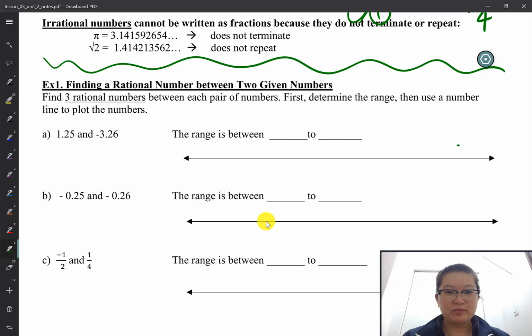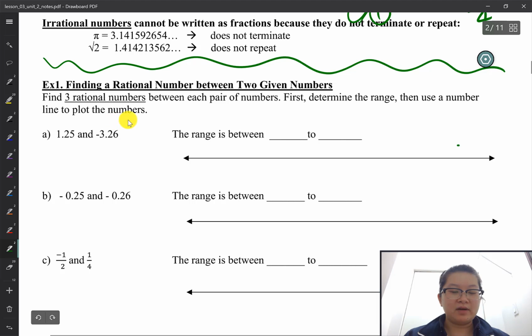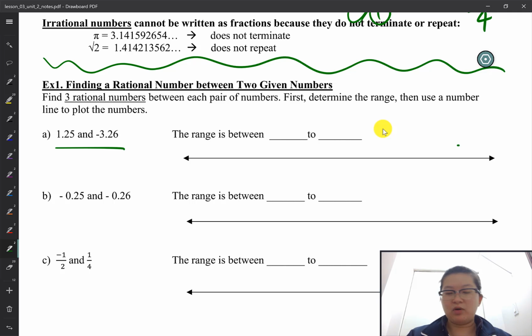Finding rational numbers between two given numbers. Here, we want to find three rational numbers between each pair of numbers and determine the range, then use a number to plot them on the number line. So, what does this mean? First of all, we got these two numbers here. We need to figure out which one is the lower number, which one is the higher number.